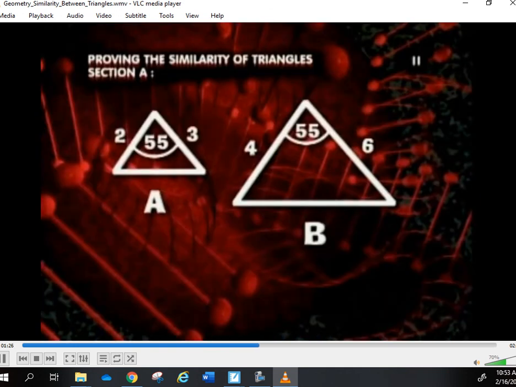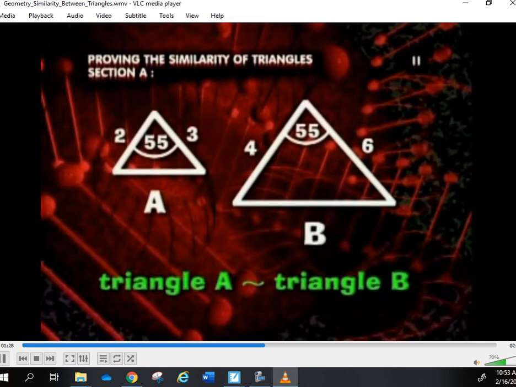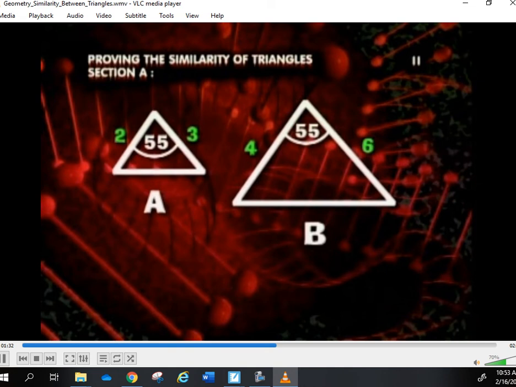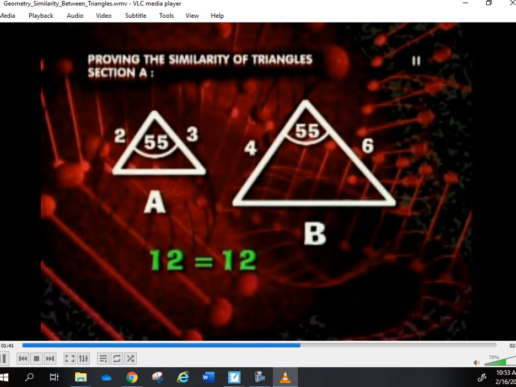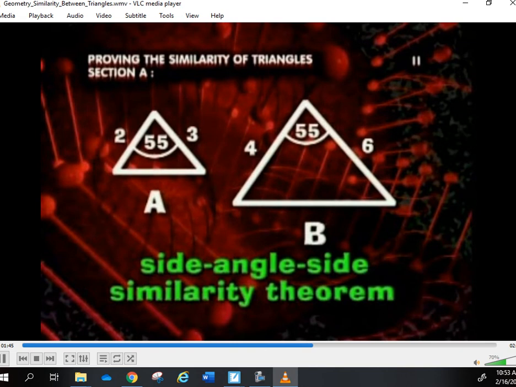So for triangles A and B here, we state their similarity because they both have an angle of 55 degrees, and the measures of the sides that form the angle are in proportion. See, our ratios are 2/4 and 3/6. We cross-multiply for 12 equals 12, so the sides are in proportion. According to the side-angle-side similarity theorem, our triangles are similar.